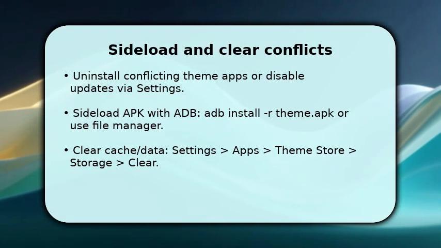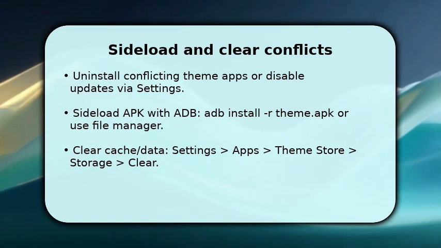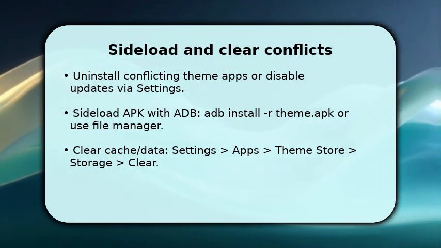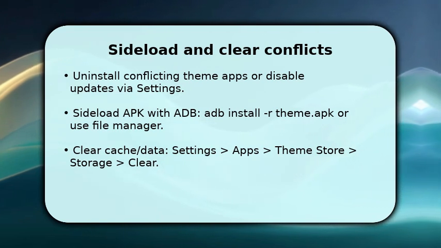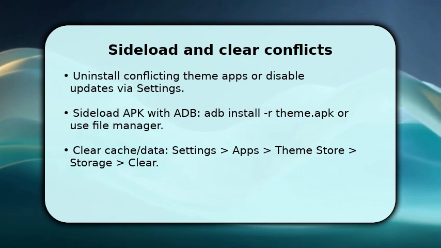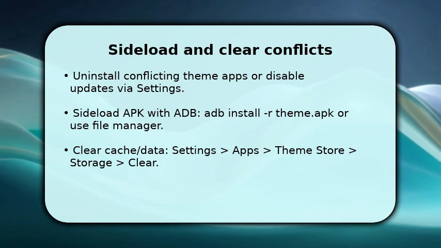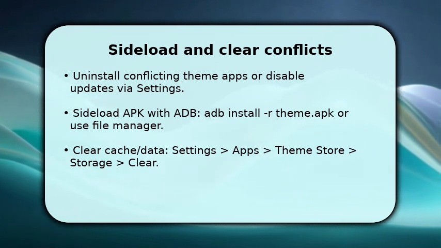You now remove conflicts and replace the app cleanly. First, uninstall any duplicate theme apps or revert updates. Conflicting signatures block installation. Then sideload the correct APK using adb install, or a trusted file manager. This replaces the app while keeping settings when possible.